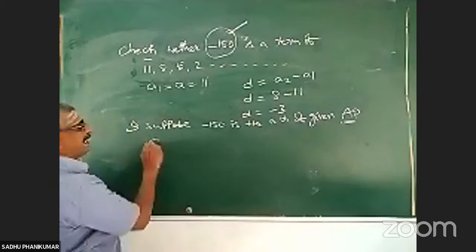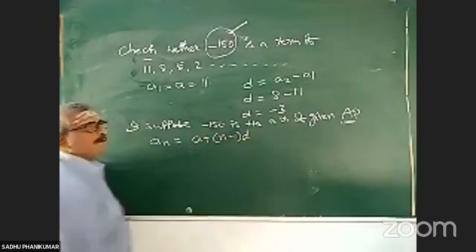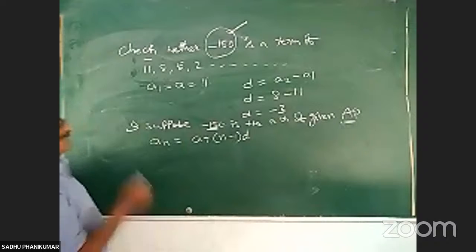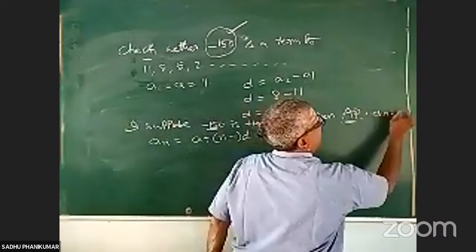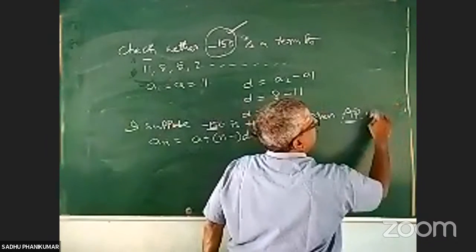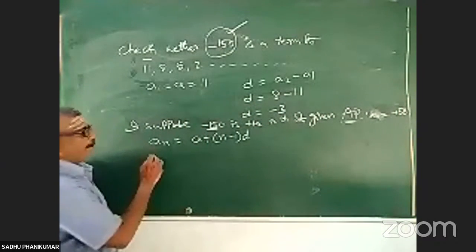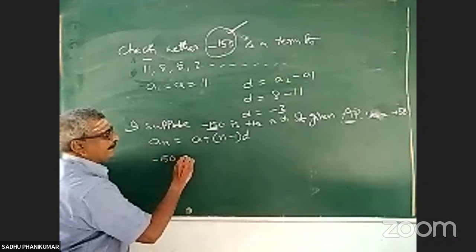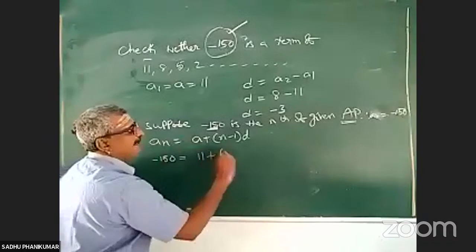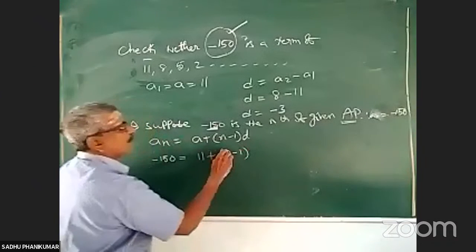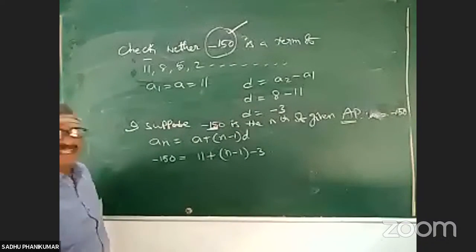Right, we write AN is equal to, we have a formula, A plus N minus 1 into D. So this is the nth term. That means AN is equal to minus 150. Now substitute the value here. Minus 150 is equal to, what's the value of A? A is equal to A1, that is 11, plus n minus 1 into D. What is the value of D? We had it as minus 3.